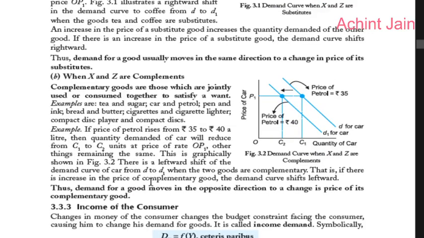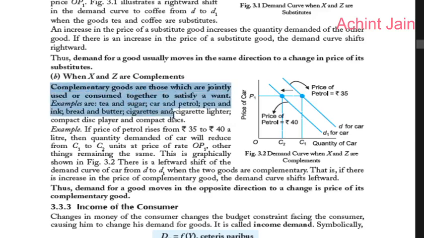Now, what is complementary? First you try to understand what complementary is. Complementary goods are those which are jointly used or consumed together to satisfy a want. For example, tea and sugar, car and petrol, pen and ink, bread and butter, cigarettes and cigarette lighter, compact disc player and compact disc, etc. I think you get it. Complementary goods are those goods which complement each other, meaning their consumptions depend on each other.